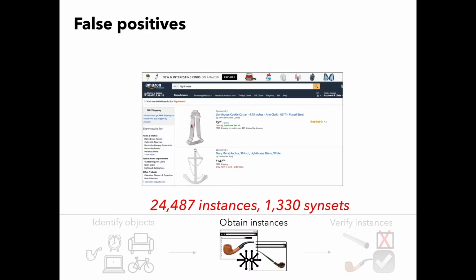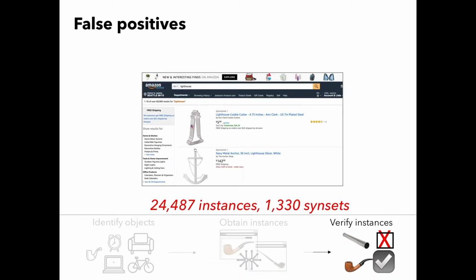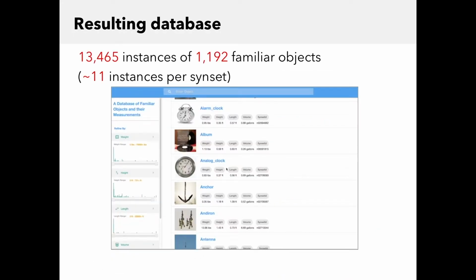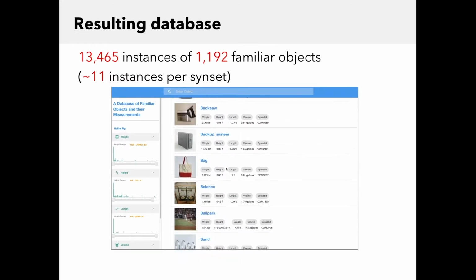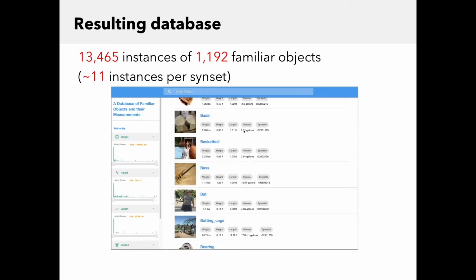And so that leaves us with about 25,000 instances of objects, and we are now down to about 1,300 object types or synsets. But as you might expect, we got a lot of false positives, so cases where it's not quite the object we intended. So if I put in a search on lighthouse in Amazon, it's going to give me things like cookie cutters, and so we had to filter some of that out. And so we have a last step, which is filtering this database. We're using crowdsourcing, Mechanical Turk, which is a crowdsourcing platform, to do that. So we end up creating this database that has about 13,500 instances of about 1,200 objects. We've created web interfaces and an API for developers who want to just use this data directly.